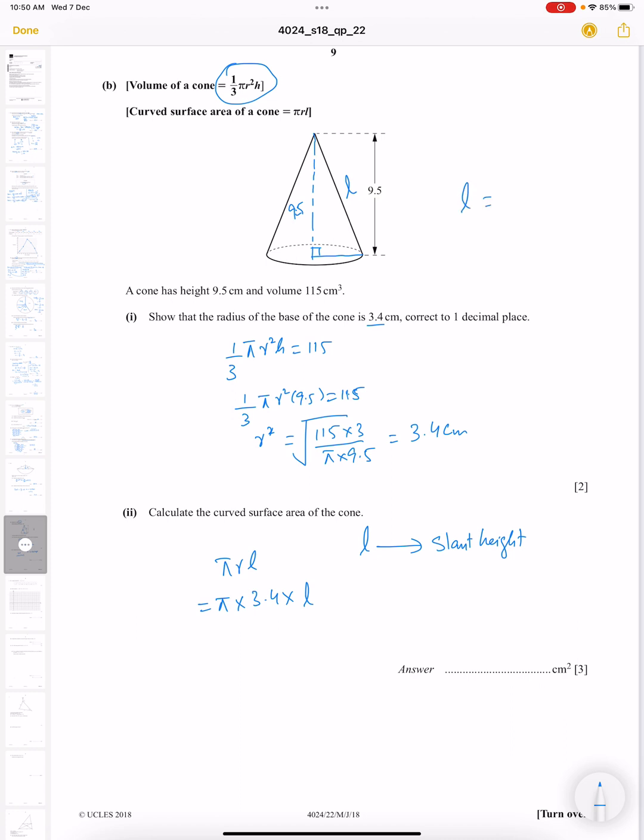By using Pythagoras in this, we get L is equal to the square root of 9.5² plus 3.4². It's 10.09, so we can round it off to 10. So L is approximately 10 centimeters. So let's put 10 in place of L and we get 34π. It's 106.8, or we can round off to 107 centimeters squared.